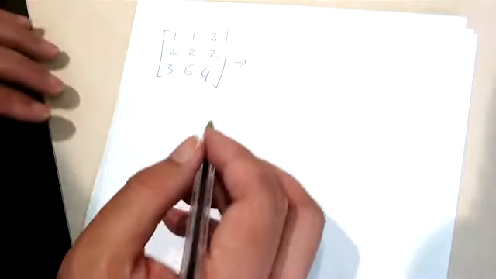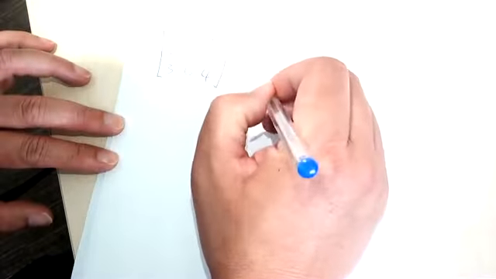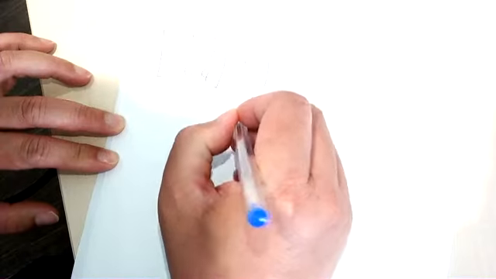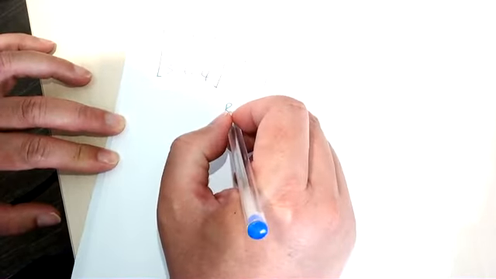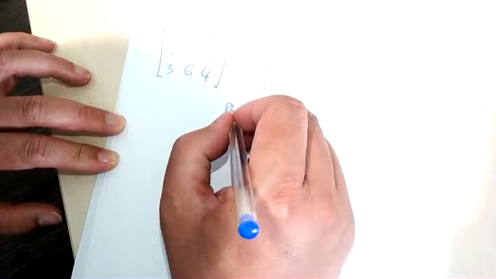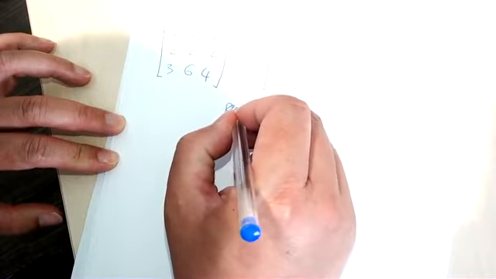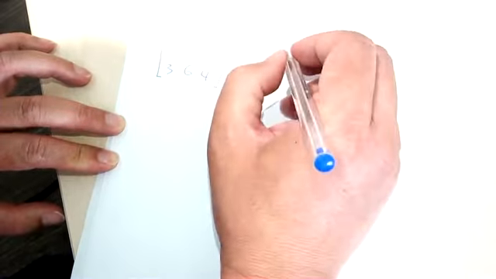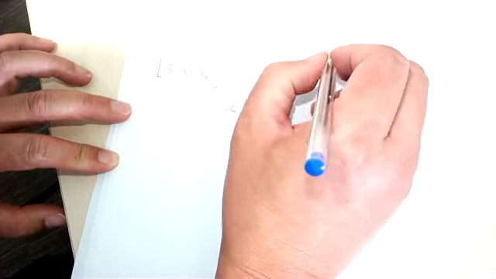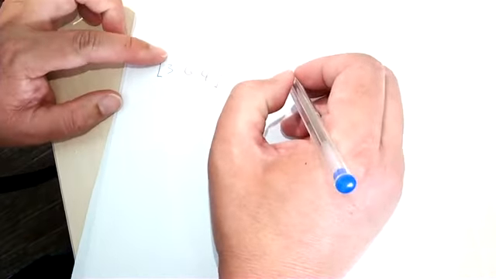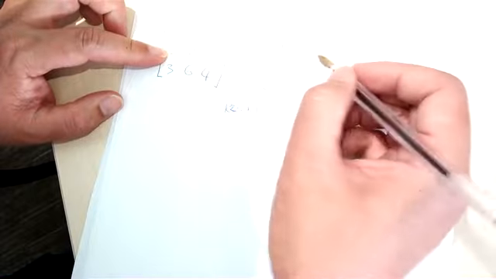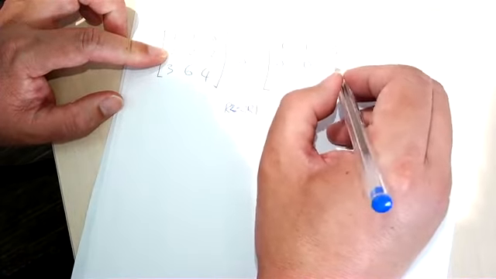So let me do the row operation again. I will do row 2 minus 2 row 1. So row 2 minus, so 1, 1, 3 here. And row 2, so you got 0 here, 0 here. You got minus 4 here.